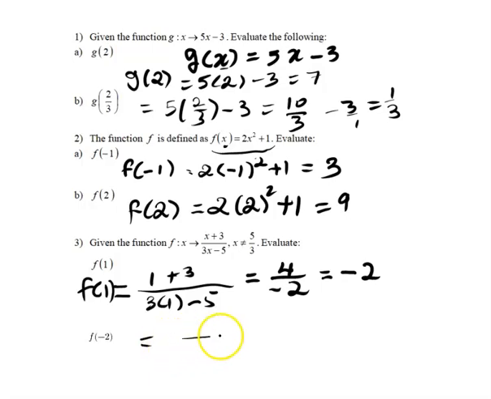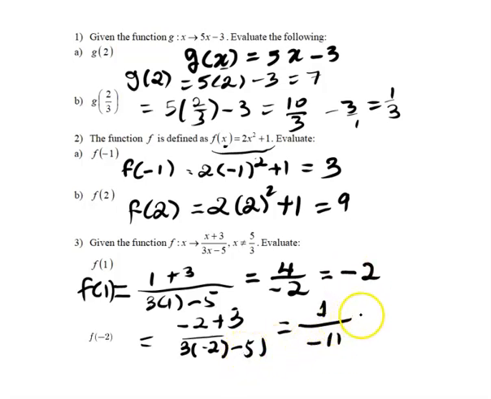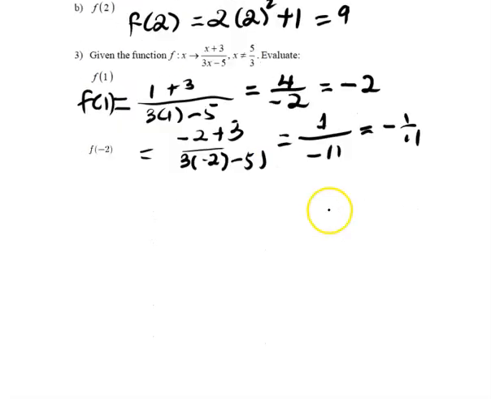f of negative 2: negative 2 plus 3, divided by 3 into negative 2 minus 5. What is negative 2 plus 3? Is 1. 3 times negative 2, negative 6. Negative 6 minus 5, negative 11. So our answer is negative 1 over 11. That is how we evaluate a function. Or, in other words, we say the image of a function.